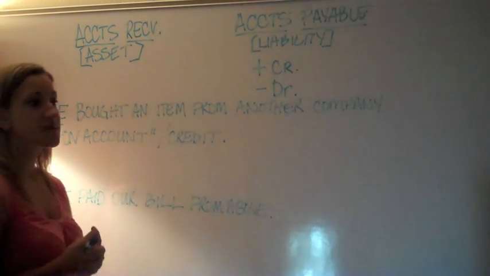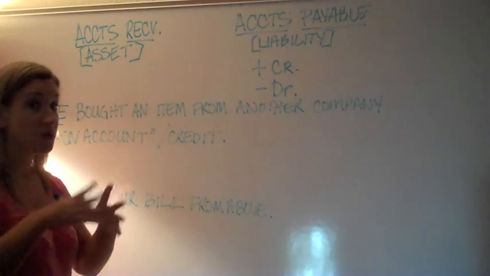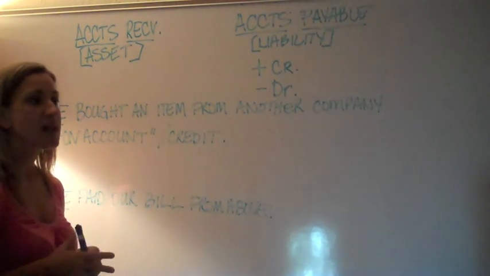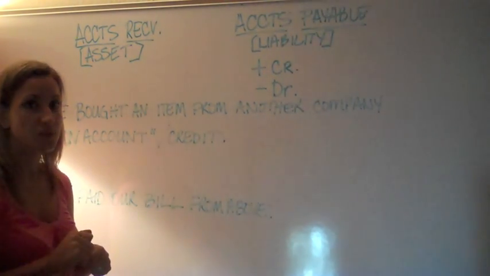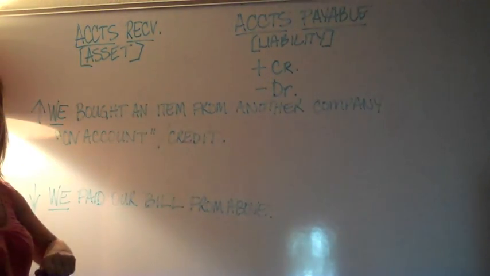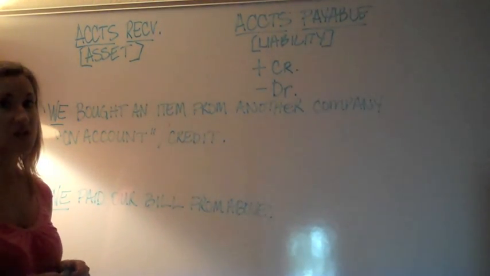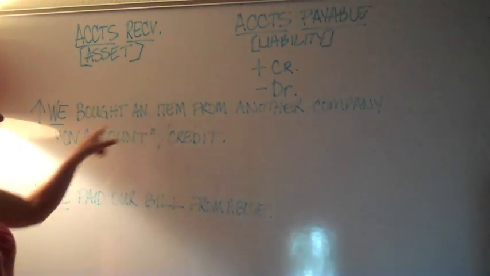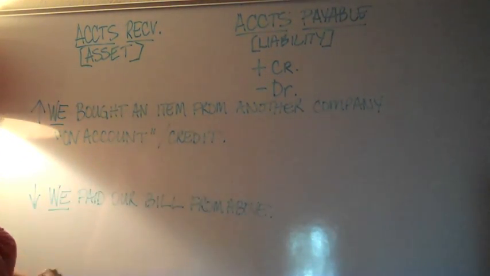A payable says we as a company or the person that's doing these books owe this money to another person or another company. So we purchased something, we didn't pay for it with cash, we said, go ahead and just charge it to us. So that's going to be what they mean by on account.